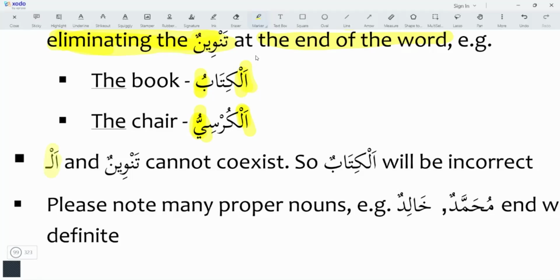Alif lam and tanween cannot coexist. On the same noun, at the same time, they cannot coexist. Al-kitabun would be incorrect.